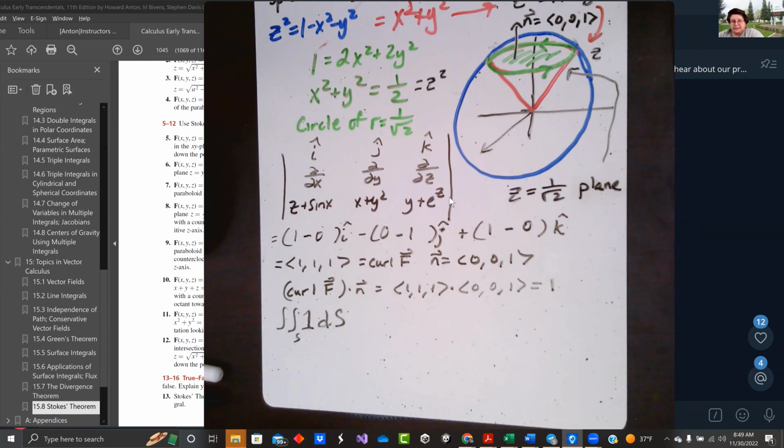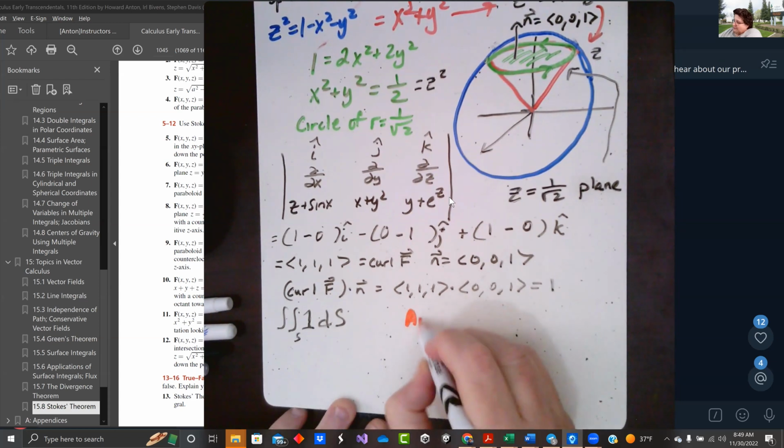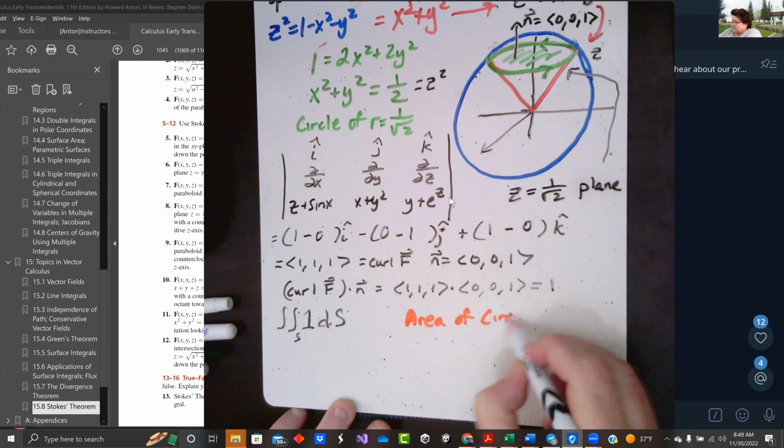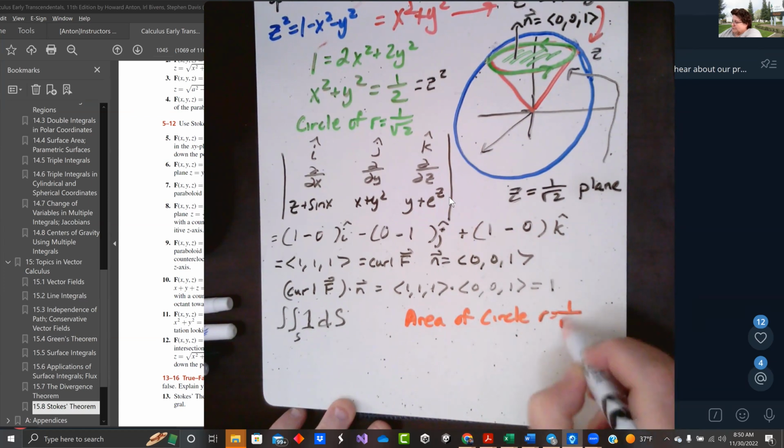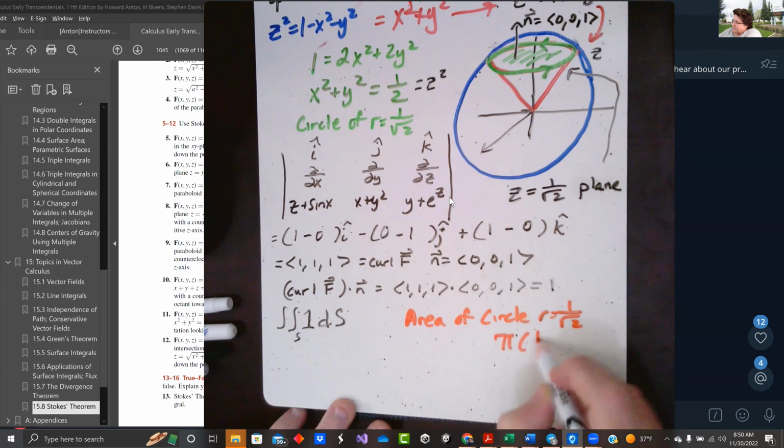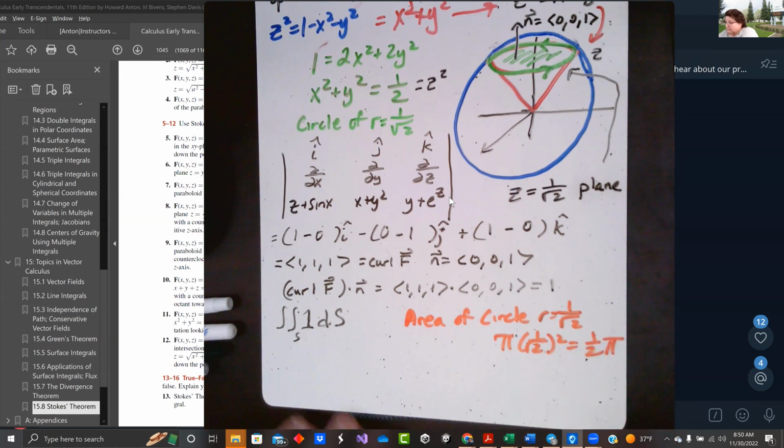There are two ways of going about this. The cheap method we'll do first because it will help support the idea for the other one. The surface here is a circle of radius 1/√2. The area of a circle is pi r squared, and 1/√2 squared is 1/2, so 1/2 pi. We know the answer is going to be 1/2 pi because we're doing 1 times dS.